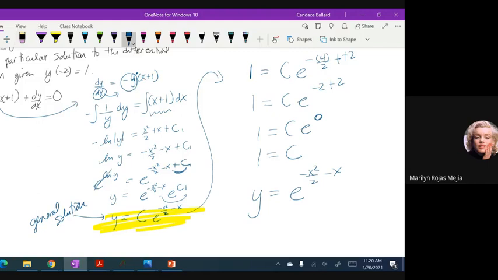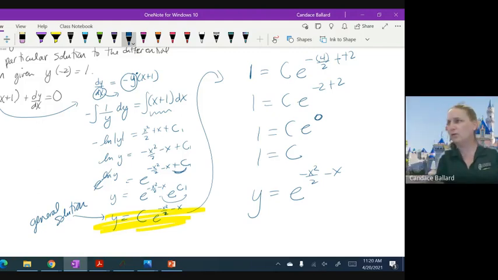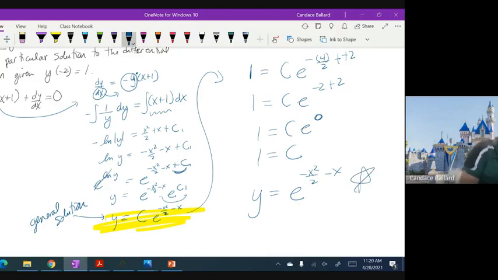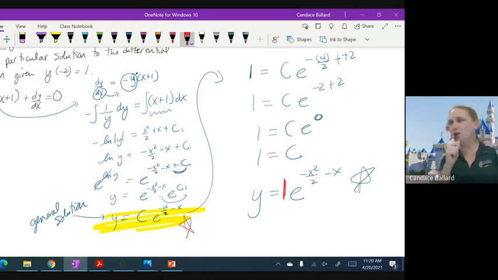Miss Ballard? You don't need to square root it, no. I don't understand what you did on the last line. On this last line? Yeah. So right here? Yes. Okay, so all I did was I plugged the c back in. My c was 1. I just didn't write my 1 down. I plugged it into here. All right. You don't need a square root. There's nothing that I would take a square root of.